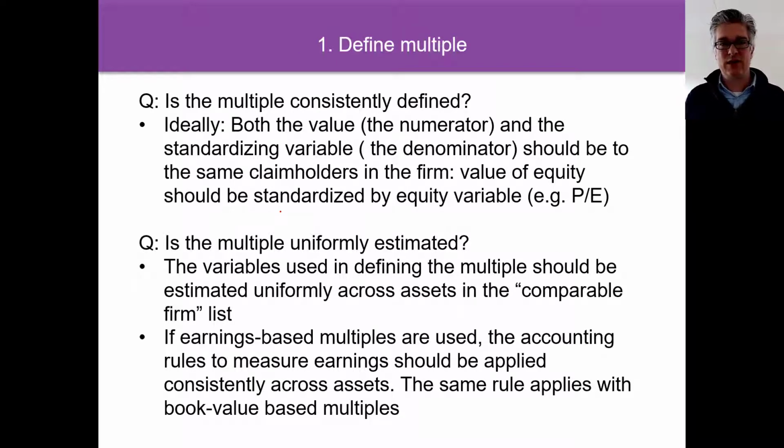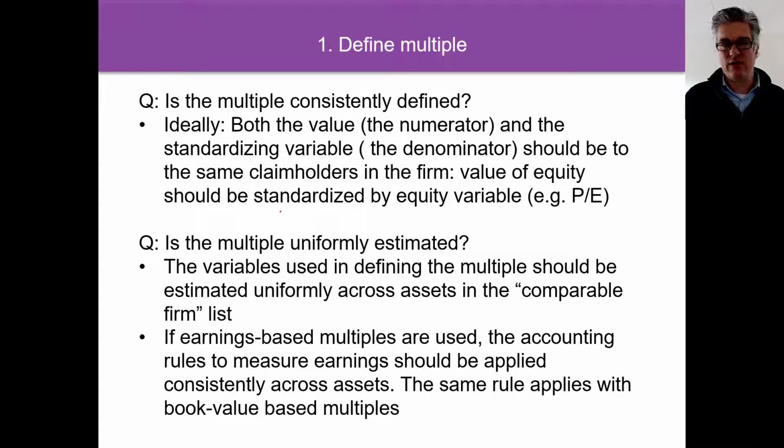So what is critical in defining this multiple? The first is to consistently define the multiple so that both the value, the numerator and the denominator, are to the same claim holders. So for instance, if you're looking for an equity multiple, look for a value for the numerator that has to do with the equity, and a denominator that also has to do with the equity. Yeah? So the PE multiple, price is the price for the equity, price for the share, E is the earnings per share, so net income per share.